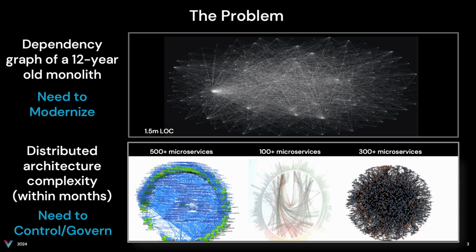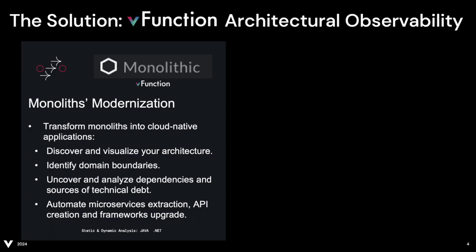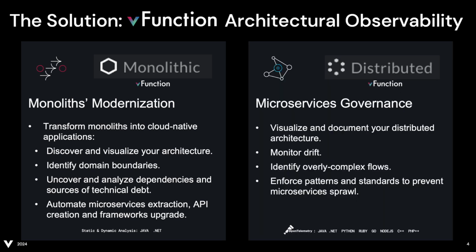So that's the problem. The solution, again, for the monolithic world is indeed modernization. I'm not going to focus on that. That's what we've been doing for the past few years. And now we're introducing the microservices governance product that essentially does 4 high-level things. 1, it visualizes and documents your distributed architecture in real time. It generates sequence diagrams of the different flows in your application.